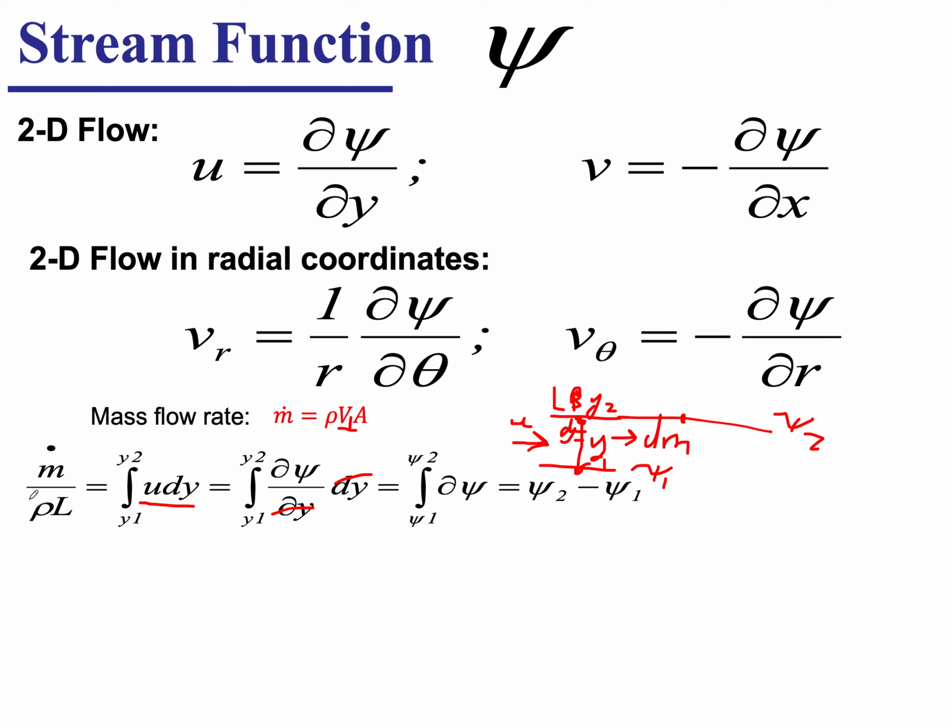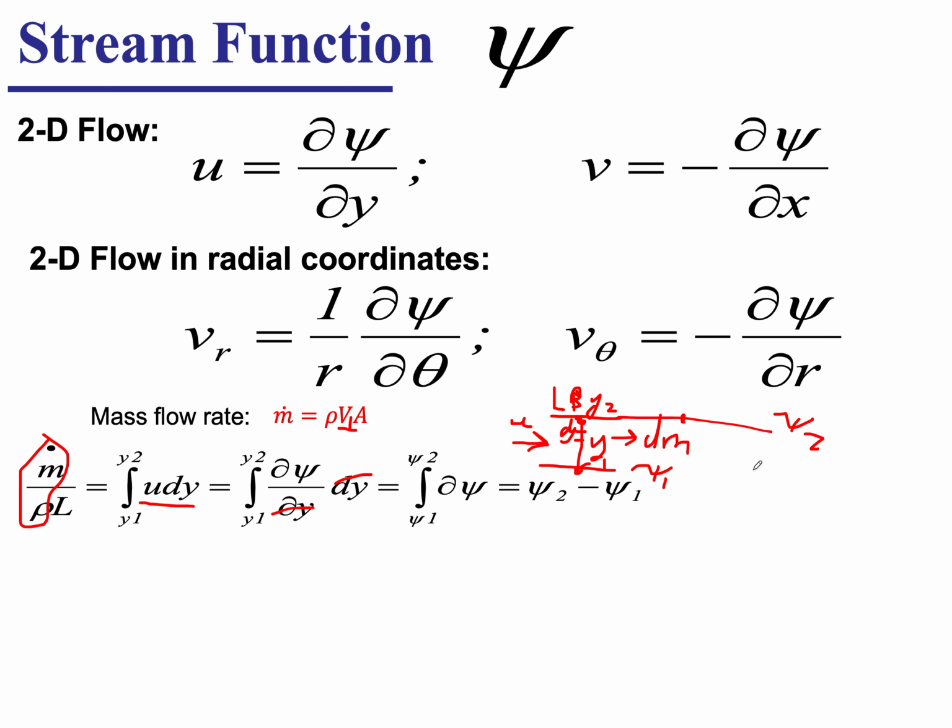So m dot has units of kilogram per second. Density is kilogram per meter cubed. So that's the volumetric flow rate, m dot over rho. And so that's the volumetric flow rate per unit length.